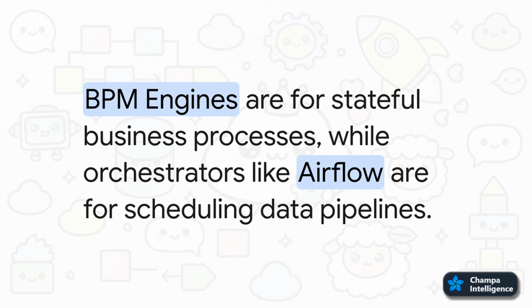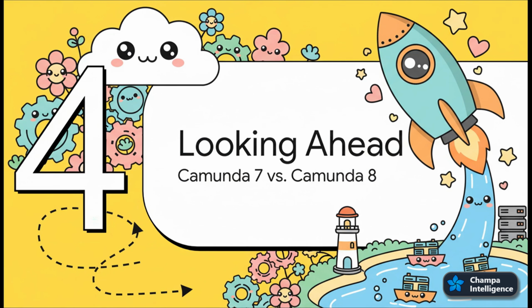And it's really important to draw a line between BPM engines and tools like Apache Airflow. Yeah, they both orchestrate tasks, but Airflow is built for data engineering, think scheduling a data report to run every night. A true BPM engine like Camunda is designed for complex, long-running business processes, like a loan application that might take weeks and involve multiple human decisions. Totally different worlds.